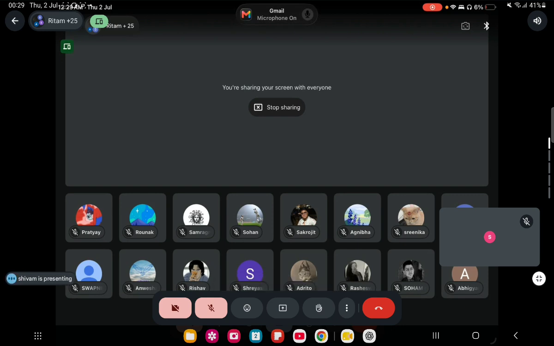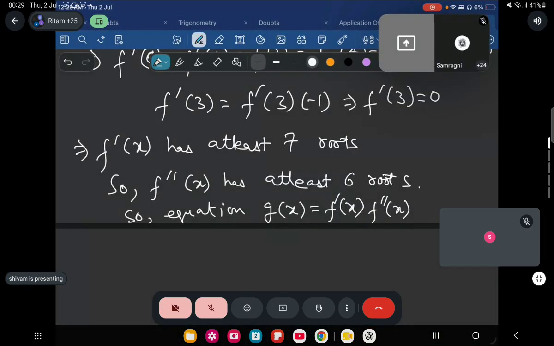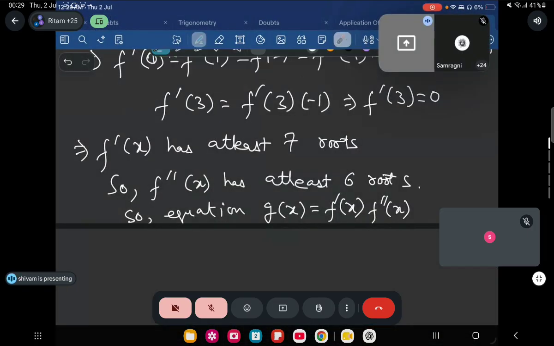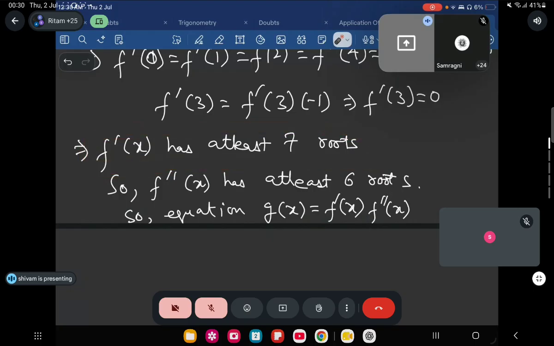Okay. So everyone, I got disconnected. Everyone, pay attention. Okay, so you people understood, right? f dash x has at least 7 roots in the interval 0 to 6. Tell me, you people understood?